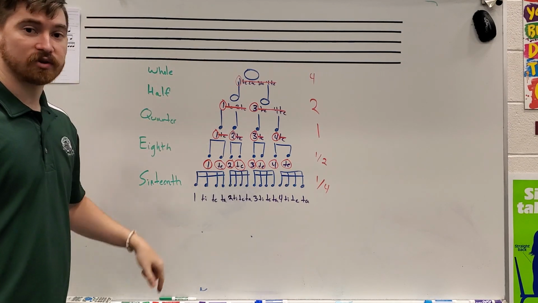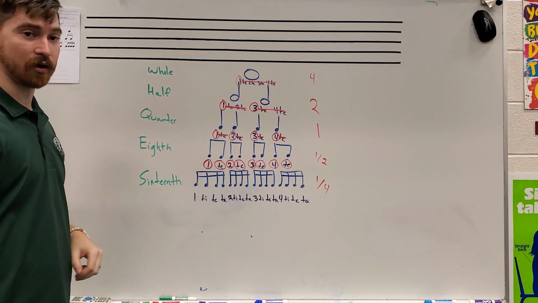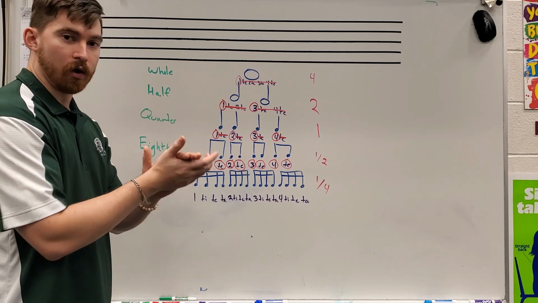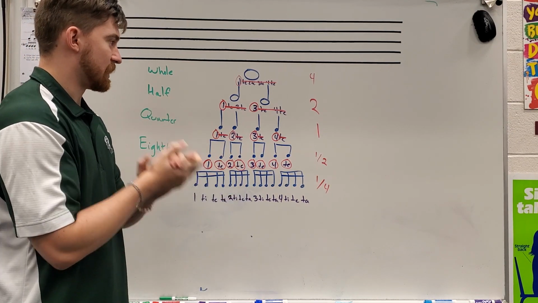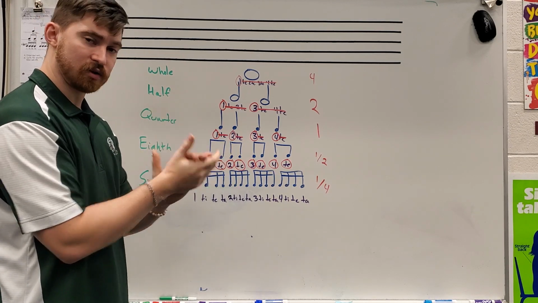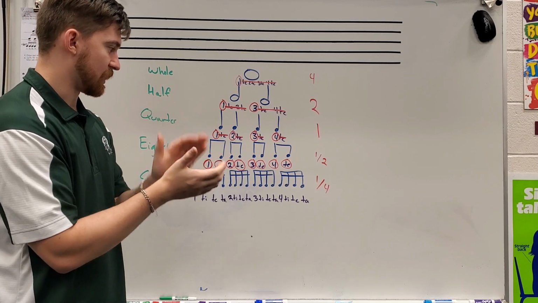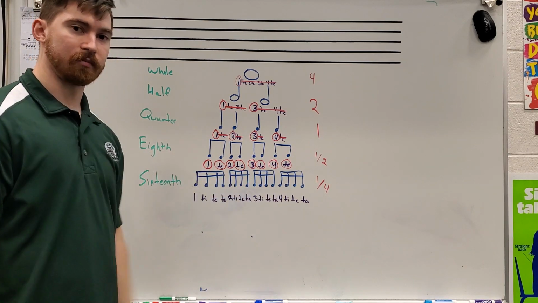So I'm going to do that one more time and you're going to do it with me. We're going to go down layer by layer until we finish off at eighth notes. Here we go. 1 te, 2 te, 3 te, 4 te. 1 te, 2 te, 3 te, 4 te. 1 te, 2 te, 3 te, 4 te. 1 te, 2 te, 3 te, 4 te. And that's where we're going to stop because we're not worrying about 16ths.